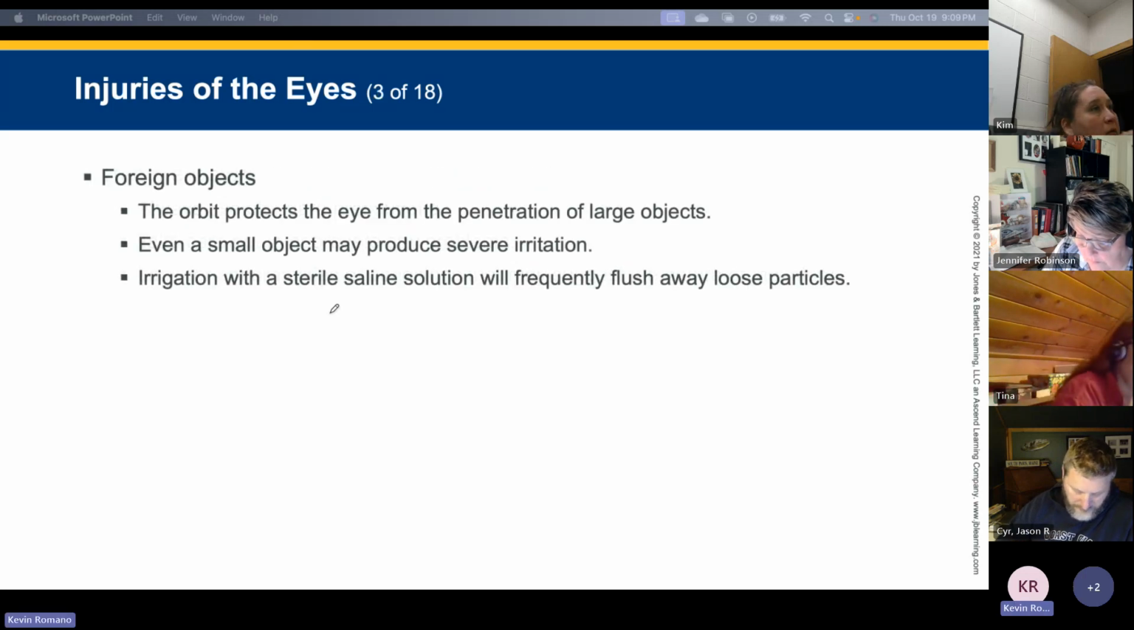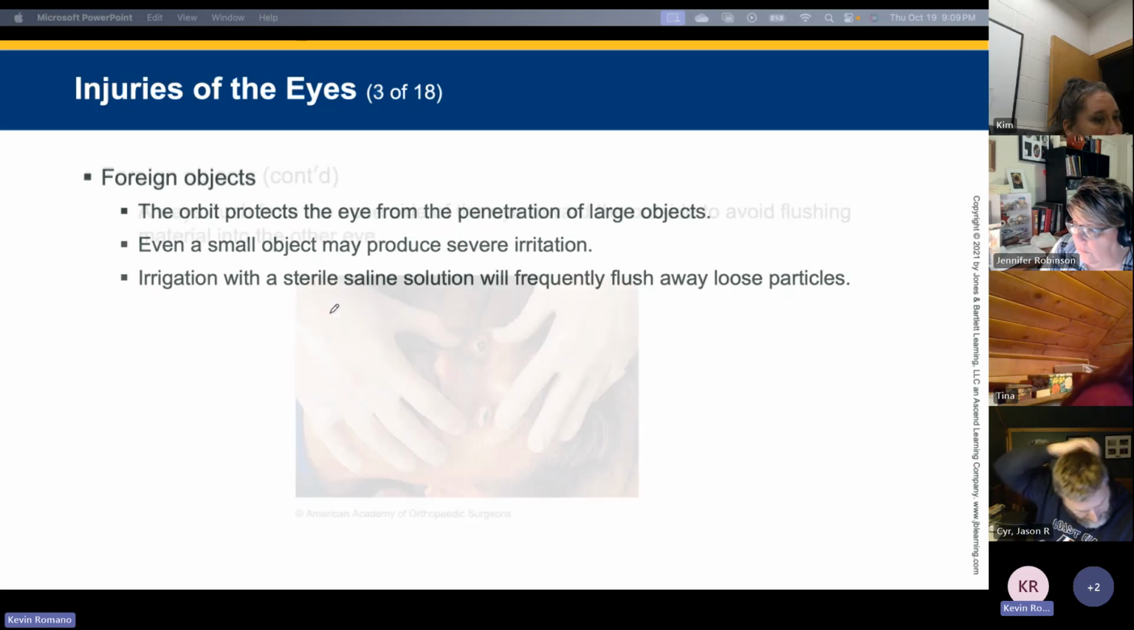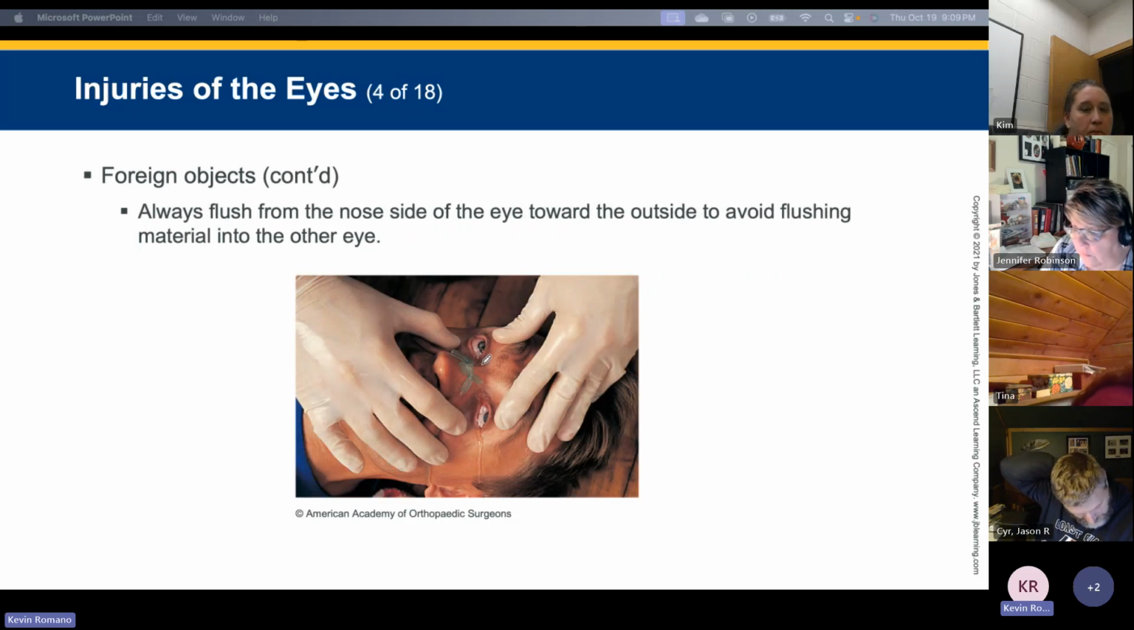There are foreign objects. The orbit protects the eye from penetration of large objects, but small objects can still penetrate and produce severe irritation. So irrigation with a sterile saline solution will frequently flush away loose particles. Here's one thing you can utilize.